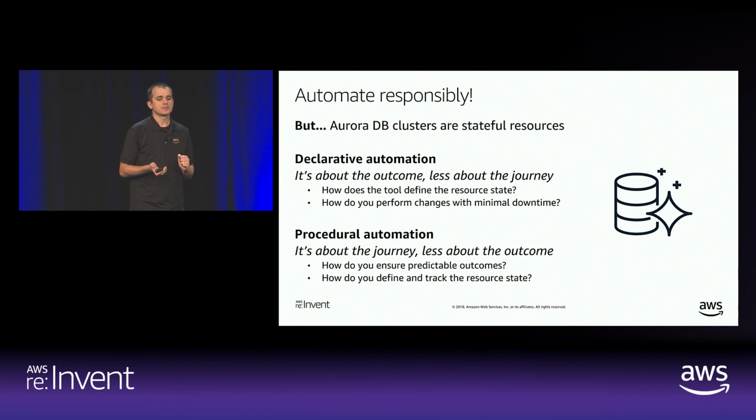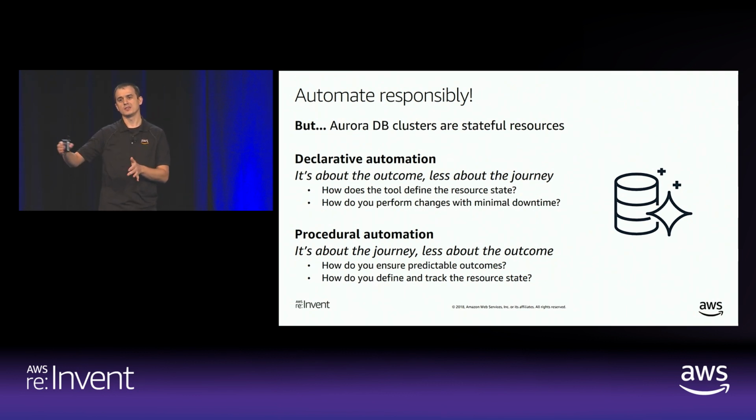But Amazon Aurora clusters are stateful resources. It's a cluster. You store data in it. Over time, that state changes. And the big question here is to what extent those tools that you're using reflect and track that state. So let's look at declarative automation, things like CloudFormation, for example. You would build a template, and you tell the tool how that infrastructure is supposed to look at the end, right? And the tool then goes in and provisions the resources in the right order, based on its optimizations and its logic, the most optimal way of getting you there.